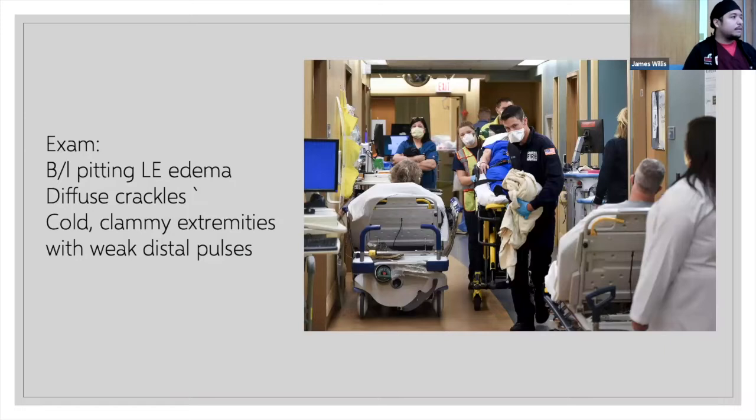Exam-wise, quickly you take a look at him. He has bilateral pitting edema, diffuse crackles on exam, cold, clammy extremities, and weak distal pulses. All right, so at this point, what do we got thinking so far? Exactly. So this picture is that of a cardiogenic shock, and we'll come back to this. Just keep this vignette in mind as we talk about certain chemotherapies that are associated with this type of presentation.